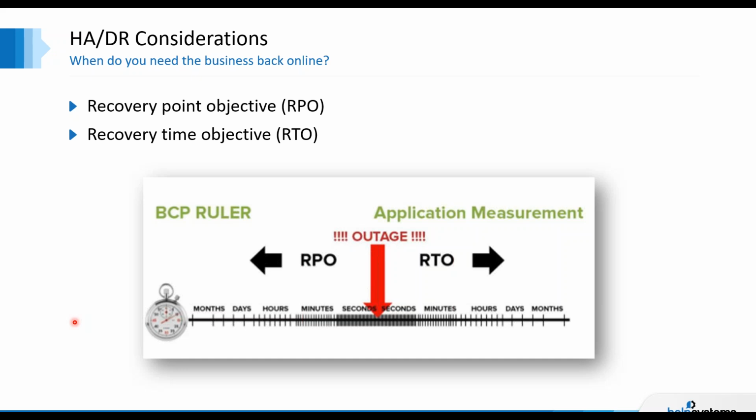Now, when we look at HA and do some considerations around it, we have to think about RPO and RTO, and these help define what's going to happen when you talk to your management team. So recovery point objective means if I have a failure, how many transactions am I going to lose, in seconds or minutes or hours or days, if I have to go back to my recovery?